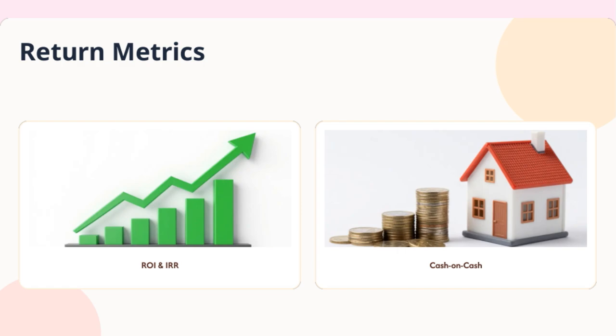All these metrics, cash on cash, ROI, and IRR, are vital for evaluating different aspects of a property's performance. They help us compare potential investments, measure success, and make informed decisions aligned with our overall investment goals. Remember, no single metric tells the whole story, but together they provide a comprehensive view of the return metrics we need to monitor.